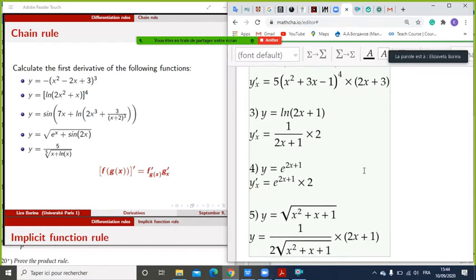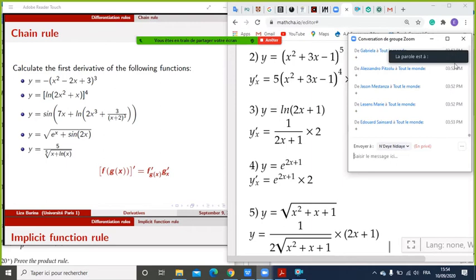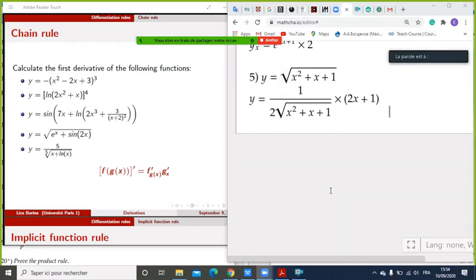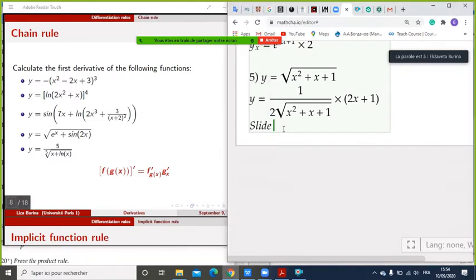Okay, so at 54 we're going, okay, let's check. So the first one was not that bad. So let's call it slide, which slide is that? 8, solutions.